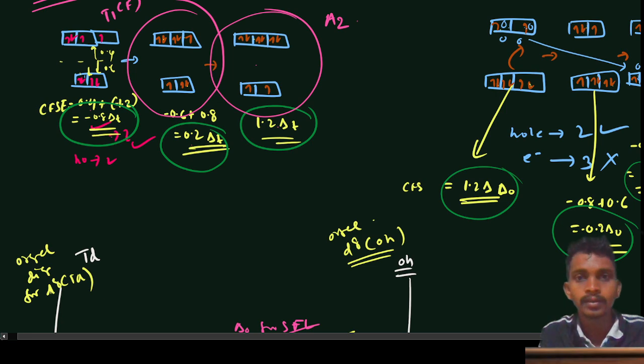So CFS is right. This is fully filled. How many are there? 1, 2, 3. So this is minus 1.2 delta t. Please note that this is 1.2 delta t and this is minus 0.2 delta t. Because this is 1, 2, so 8, and this is 6. So this is minus 0.2 delta t and this is 0.8 delta t. This is 1, that is minus 0.4. This is 2, so 0.6. This is the correct CFS value.